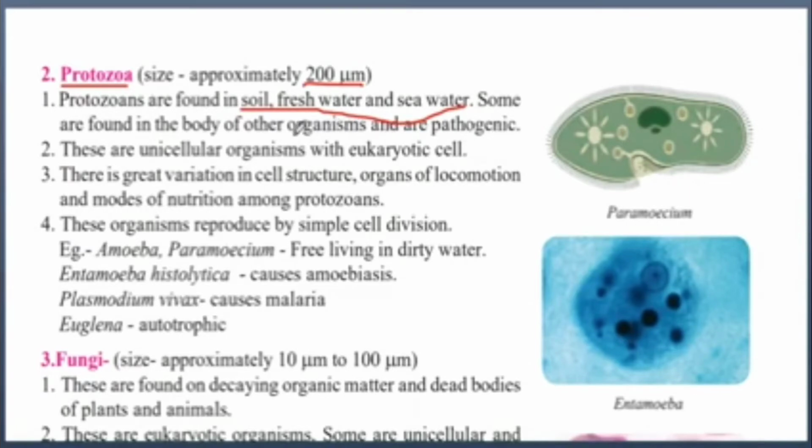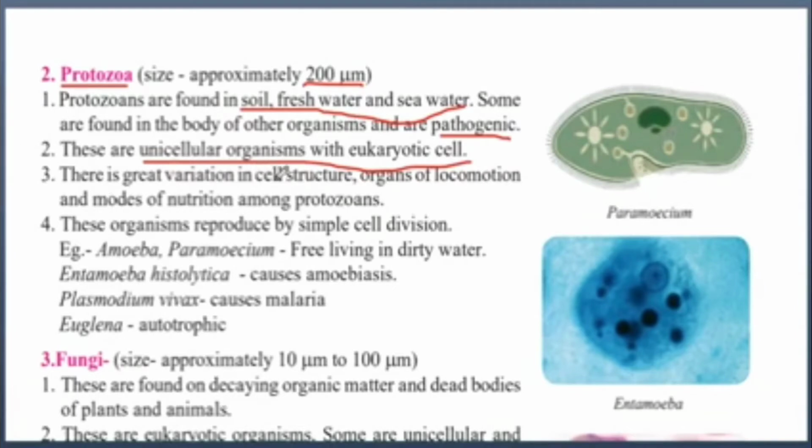So what does this mean? Protozoa, when they need nutrition, can be present within other organisms such as humans, birds and animals, and are pathogenic. Means if they are present in other organisms, they will produce diseases in them. These are unicellular organisms with a eukaryotic cell. Means they have a single cell and the organelles within these organisms are organized.